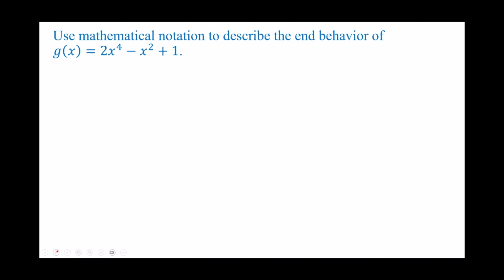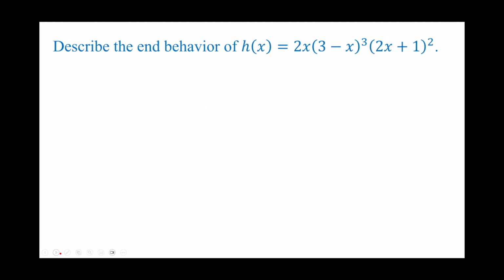Let's do the same with this one. We have 2x to the fourth minus x squared plus 1. So the end behavior will be the same as if we just had 2x to the fourth. Now that is a positive leading coefficient. So as x approaches infinity, y, or g of x, approaches infinity. It's going up on the right side. Now as x approaches negative infinity, what's happening? Well, we have an even degree function, which means the left side's going the same direction as the right side. So it's also approaching infinity.